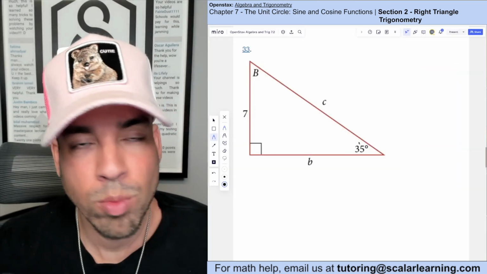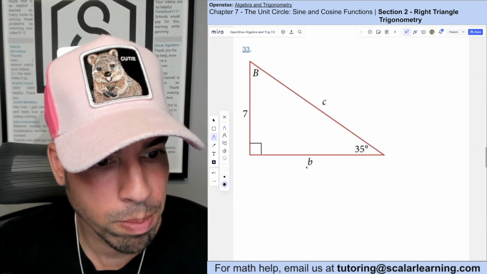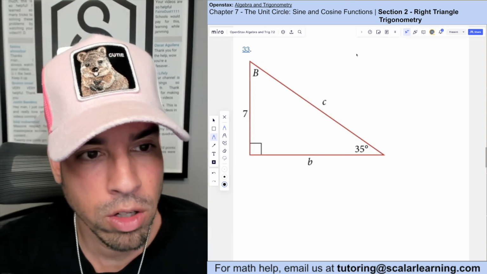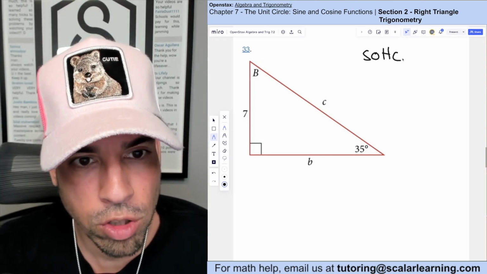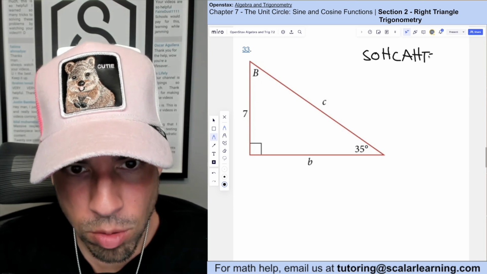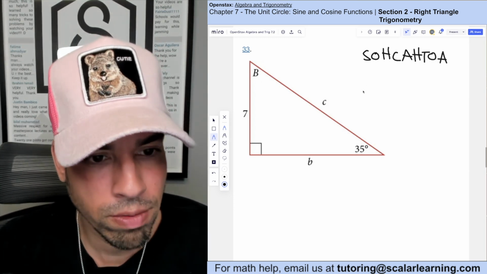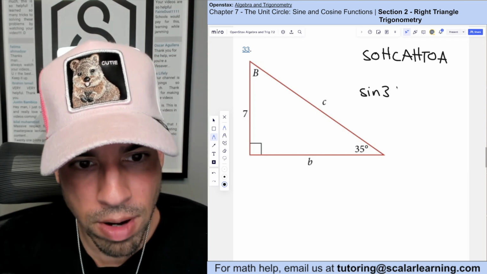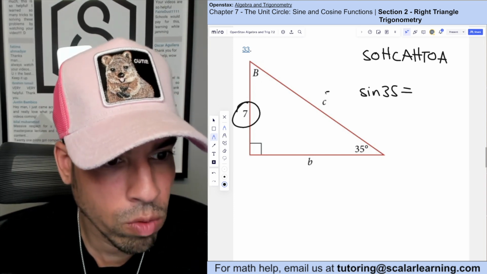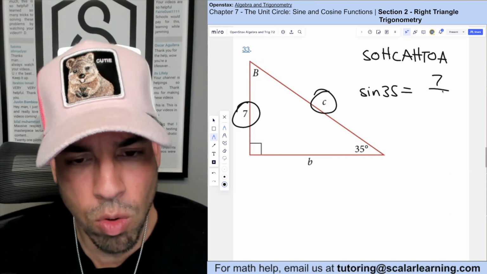Done. So for this one, we're going to use a little trigonometry to solve for B and C, and we're going to use a calculator to help us out. So first, I'm going to write out SOHCAHTOA to guide us a little bit in terms of how to use these functions. So let's start with sine of 35. So what does sine of 35 equal? It equals opposite over hypotenuse. So it equals 7 over C.